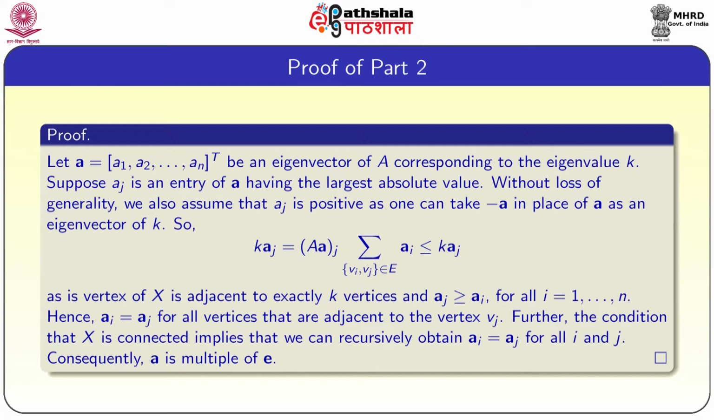Further, the condition that X is connected implies that we can recursively obtain Ai is equal to Aj for all i and j. Consequently, A is a multiple of E.